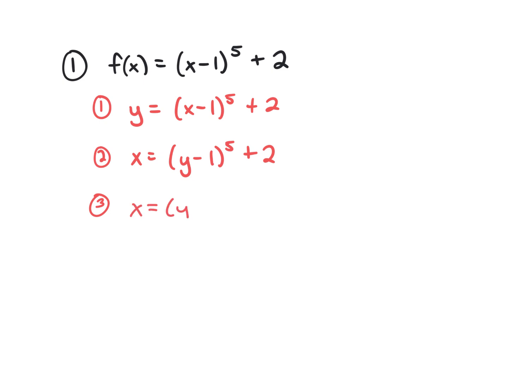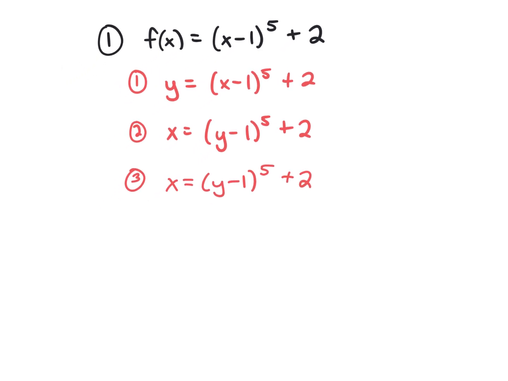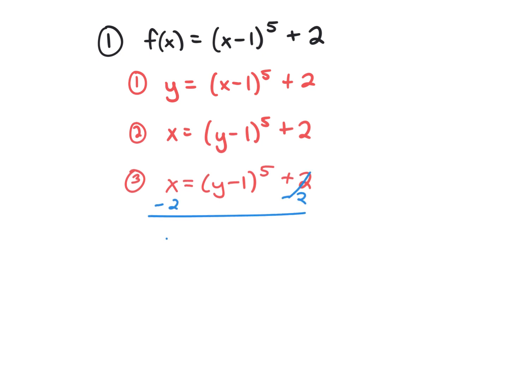So I'm going to rewrite my equation here. We are going to solve for y. So what should I do first to get y by itself? Do you agree y is kind of closed off? Okay, so let's get rid of this 2 first. I'm going to subtract 2 on both sides. So we have x minus 2 equals y minus 1 to the 5th.